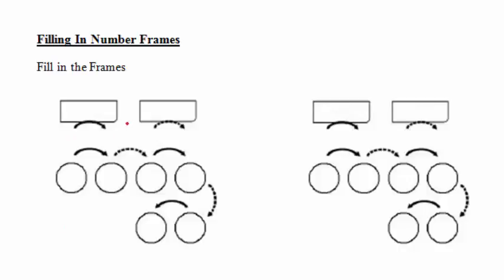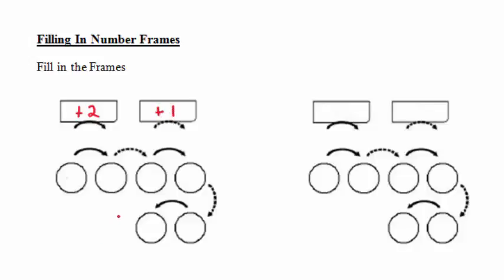In this lesson, we're going to talk about filling in number frames. These arrows tell you to do a particular thing, and whenever you see a dashed arrow, you do something else. And you can define whatever it is that you're going to do. So let's go ahead and start. In this example, whenever we see the solid arrow, we're going to add 2. And whenever we see the dashed arrow, we're going to add 1.